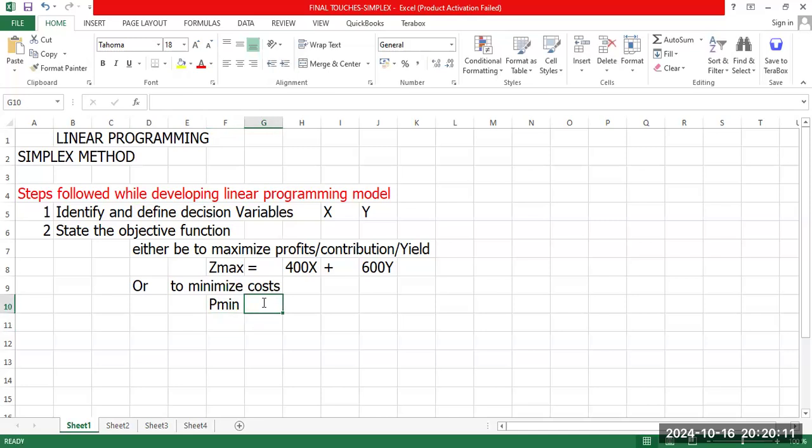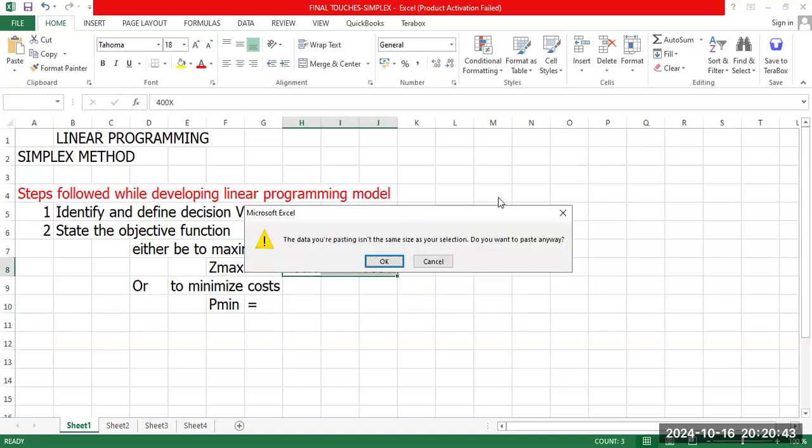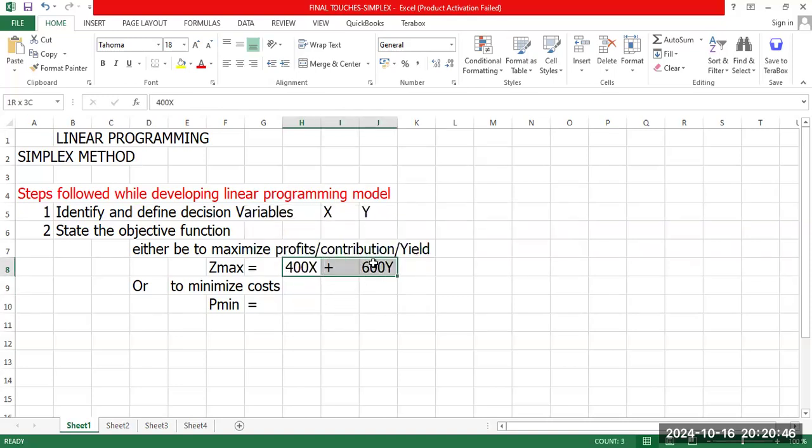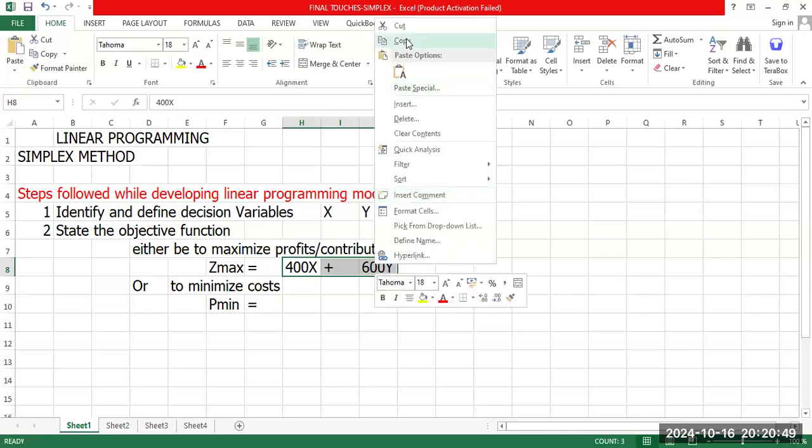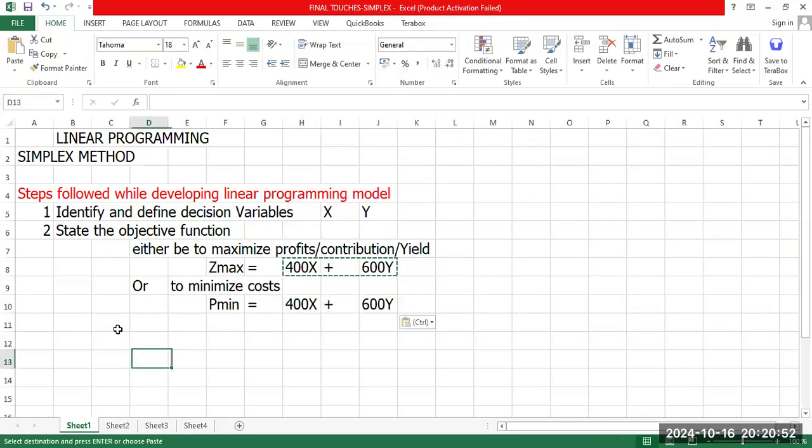P min is equal to, then you may find that as a company, to produce product X, they want to minimize the cost of, let's say, a certain amount of money. They will tell you that to do this, the company expects to incur this amount of costs. You will see the language coming, so you go to that point and pick what they are saying. So that's about stating your objective function.